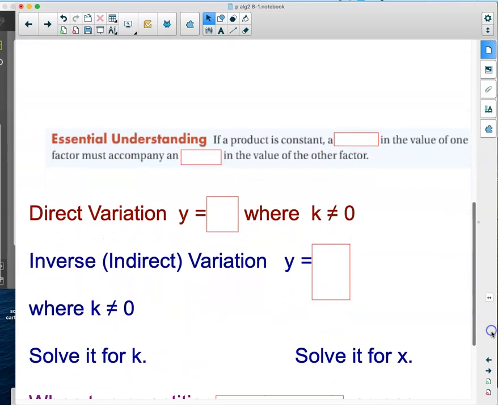So what we're going to cover today with inverse variation is different than direct variation, because with direct variation, you go into the dollar store, you buy more things, you pay more money. As one goes up, the other one goes up. Inverse variation, the essential understanding for this: if a product is constant, a decrease in one of the values, one of the factors, has to accompany an increase in the other one.